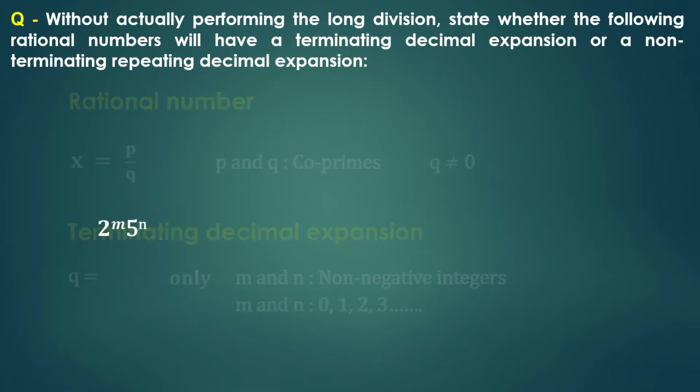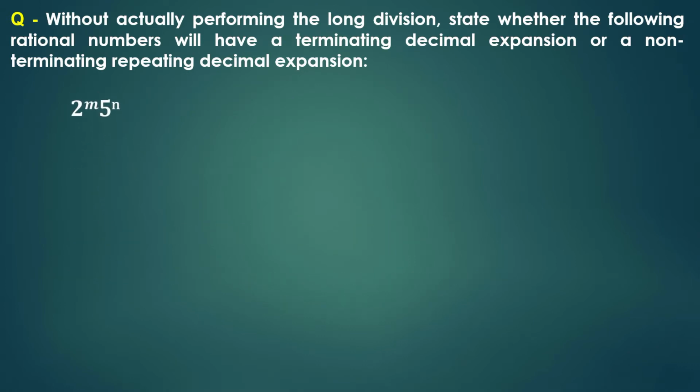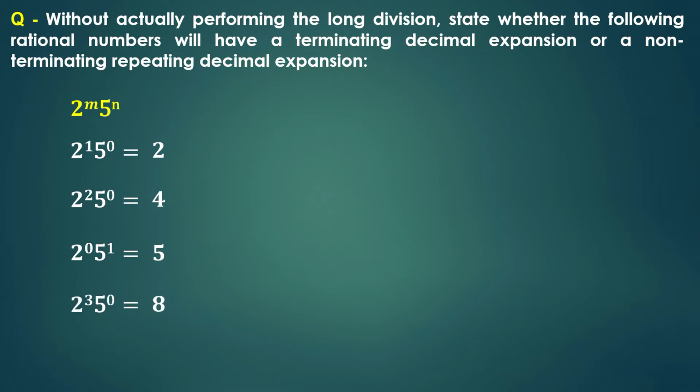Now let us see some numbers of the form 2 to the power m into 5 to the power n. 2 to the power 1 into 5 to the power 0 equals 2. 2 squared into 5 to the power 0 equals 4. 2 to the power 0 into 5 to the power 1 equals 5. And 2 cubed into 5 to the power 0 equals 8.